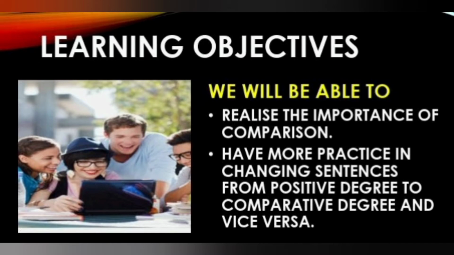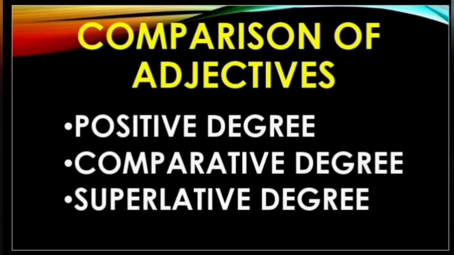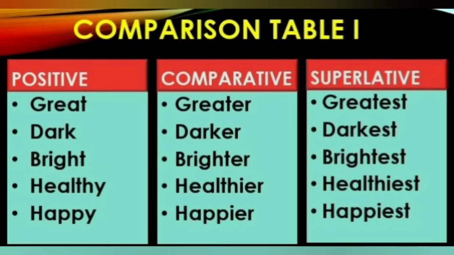Okay, viewers, talking about degrees of comparison, we have 3 ways of comparison. That is, we are using 3 degrees of comparison. First one is positive degree, second one comparative degree, and the third one superlative degree. Okay, let's now go through some tables for comparison. Usually we are using adjectives for comparison, and that is why it is also called comparison of adjectives. So in 3 degrees, let's see some words which are compared.